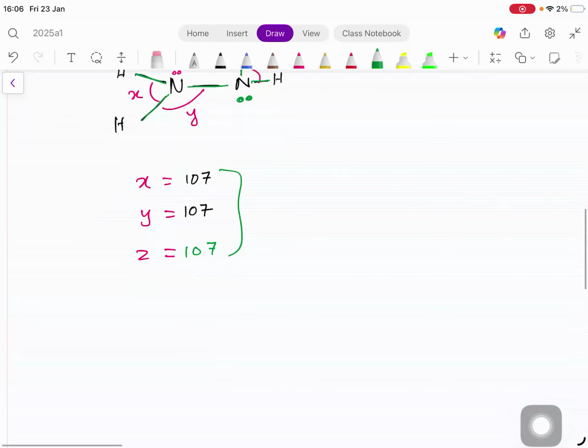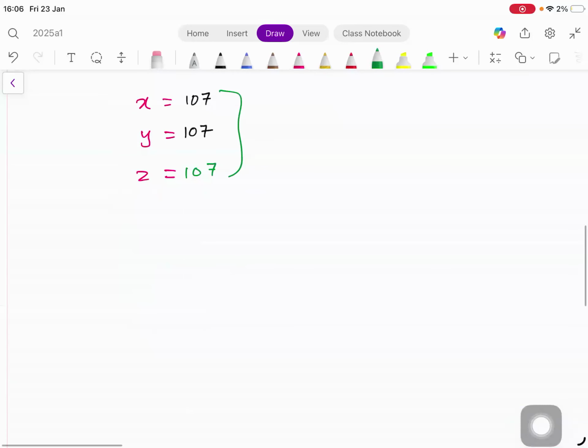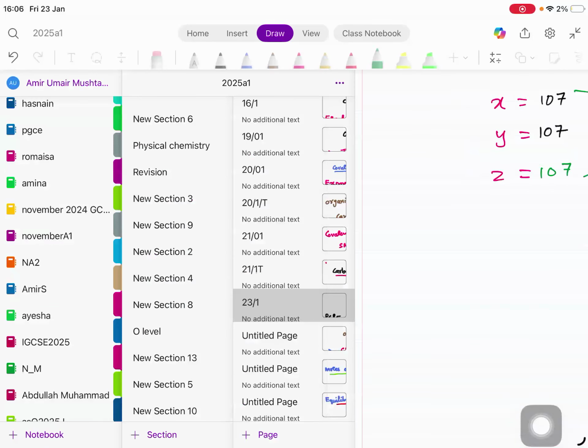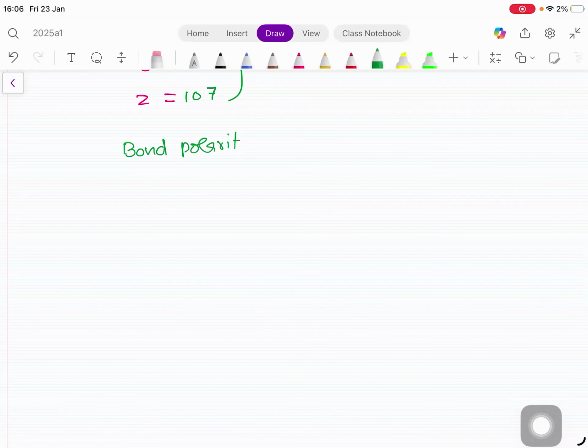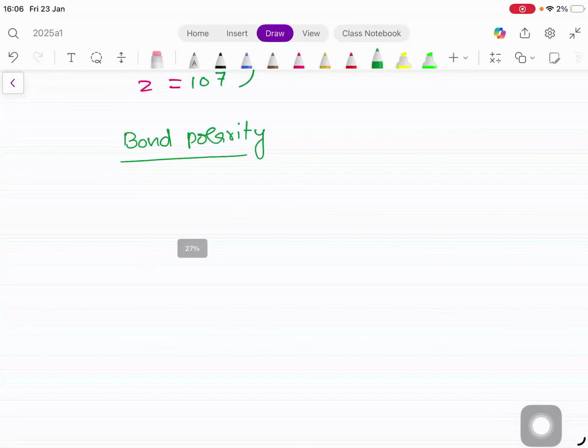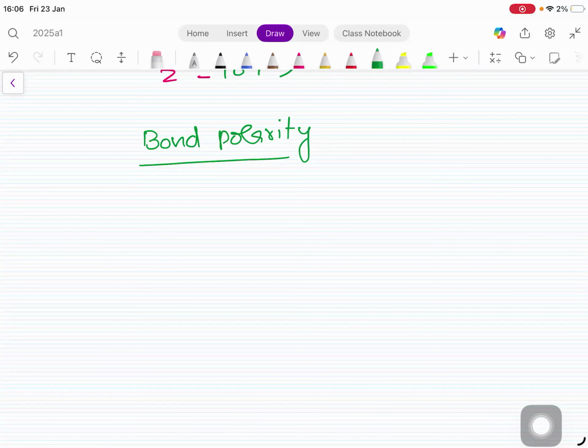After the shapes of covalent molecules, the next topic is bond polarity. So please give a heading, bond polarity. The charge separation. Please write down, I'll explain.